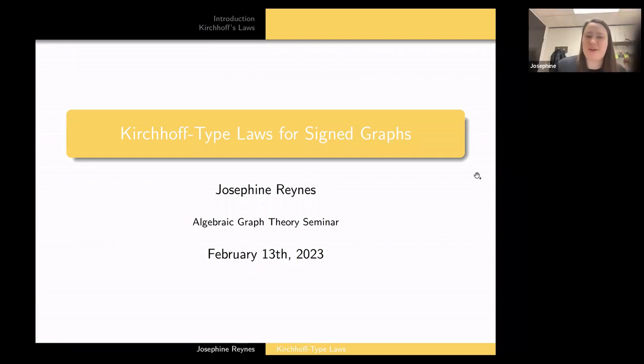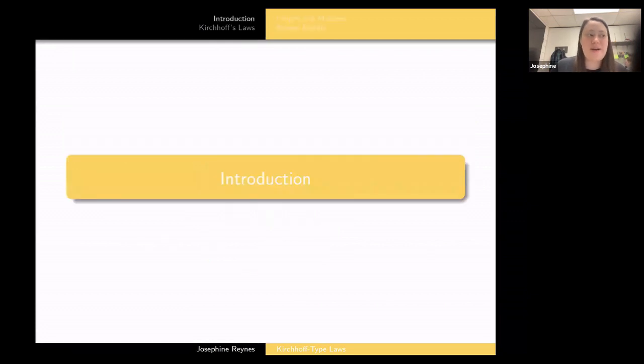Yeah, so as Tina said, I'm going to talk about Kirchhoff-type laws for sine graphs, and I'm going to start with some background information about one way that people usually think about graph theory and how we're going to slightly modify it for our approach.